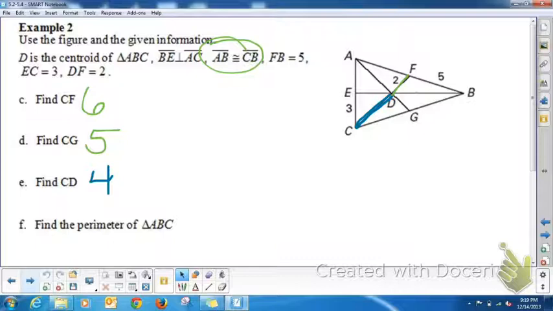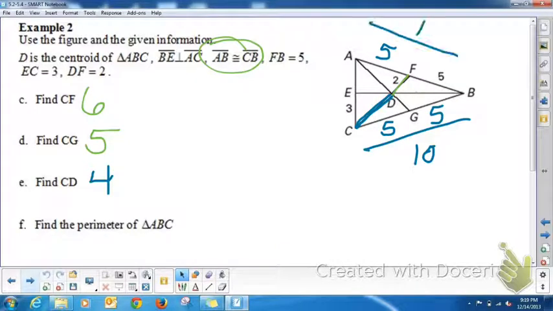Find the perimeter of triangle ABC. Well, we already said these are medians, so that would be 5, that would be 5, that would be 5, that would be 5. So this whole side is 10, this whole side is 10. Median, so if this is 3, this is 3, so this side is 6. Perimeter is when you add up all the side lengths. So 10 plus 10 plus 6, the perimeter of triangle ABC would be 26 units.